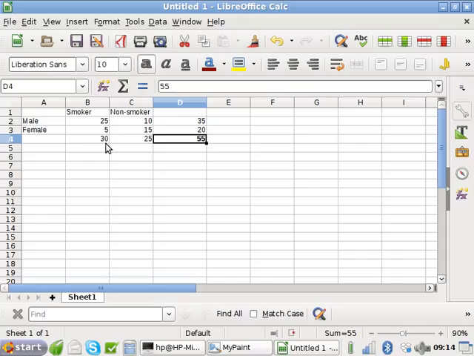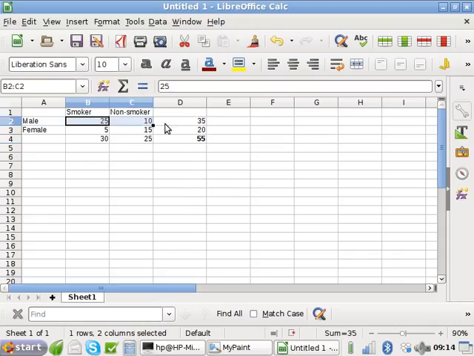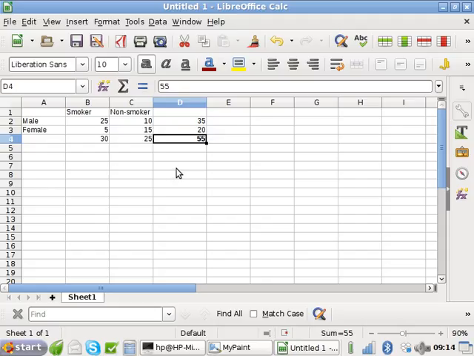So this number here is the sum of these two. This number here is the sum of these two. This number here is the sum of these two. And this number here is the sum of these two. And if you add these two, or if you add these two, you get the same answer, which is the total. So we have 55 people here.